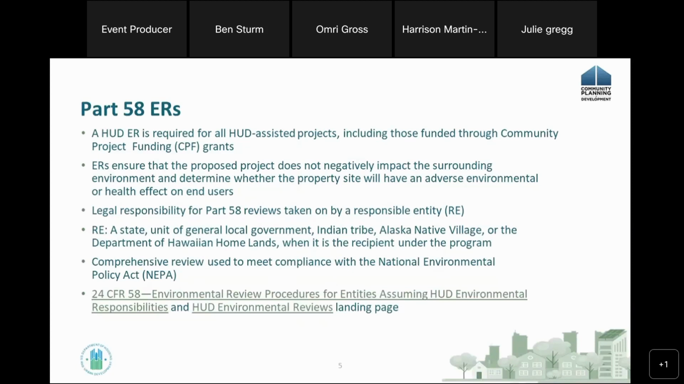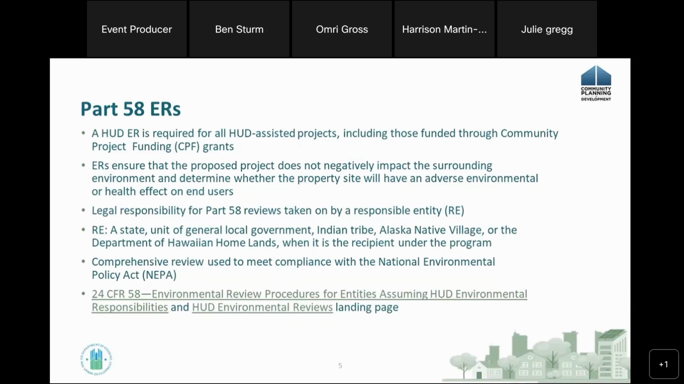First off, CPF is a Part 58 funding program by default. We'll touch on the differences between Part 58 and Part 50 later in the presentation, but for now, Part 58 means that the environmental review will normally be completed by a local government responsible entity.